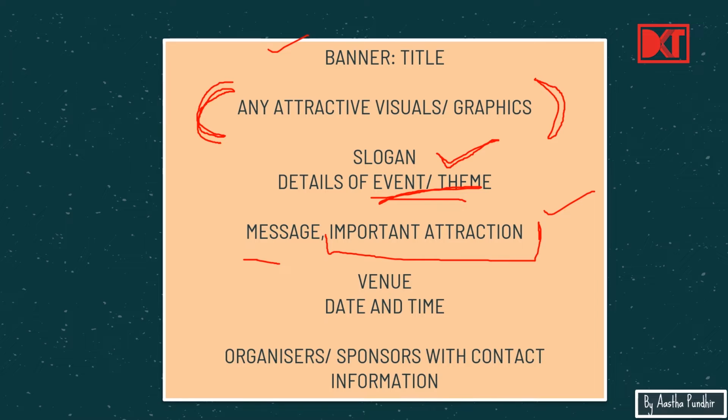Then we have whatever the venue is, the date and time, and whosoever has organized it. The organizers, the sponsors, with the contact information. For example, the last date of submitting your entry is to this person, and the deadline is this. Details like that. All right. So that's all for the poster.